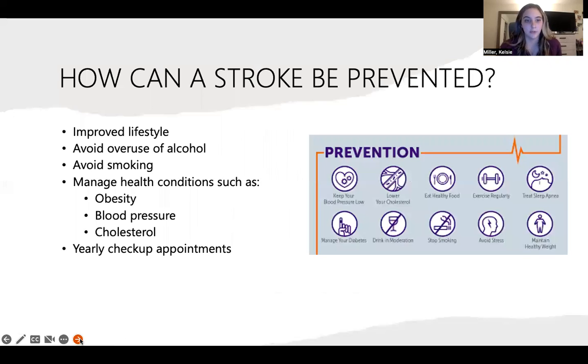How can a stroke be prevented? You can improve your lifestyle by being more physically active and just eating better. You want to avoid overuse of alcohol, avoid smoking, and manage health conditions such as obesity, blood pressure, and cholesterol. And a person wants to have a yearly checkup appointment with their doctor just to see where their cholesterol and all their other vitals are.